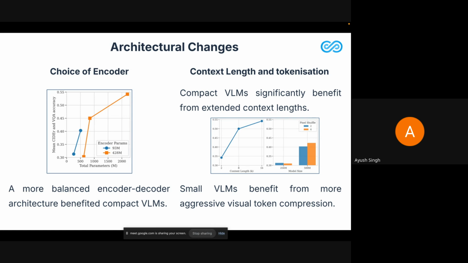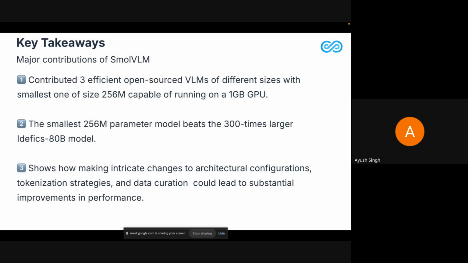But only increasing the context length could not increase the understanding of the VLM on the increased context length. So another thing they did was to compress the visual tokens. To compress the visual tokens, they included pixel shuffle, as Ayush described earlier.